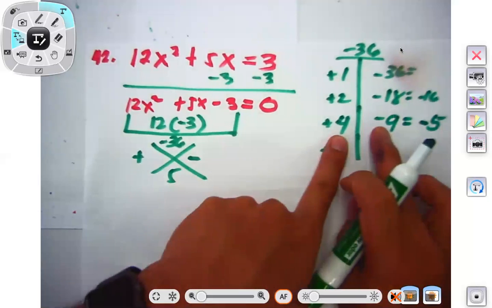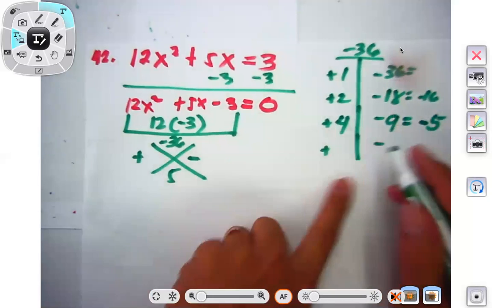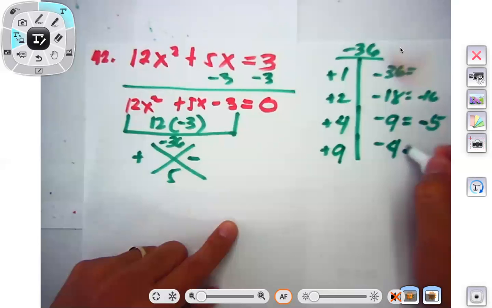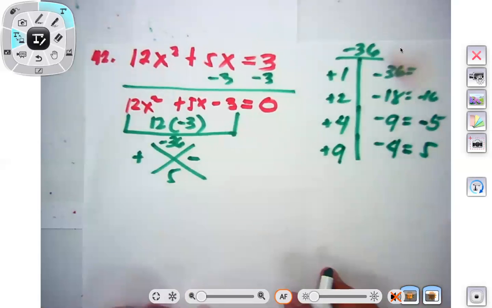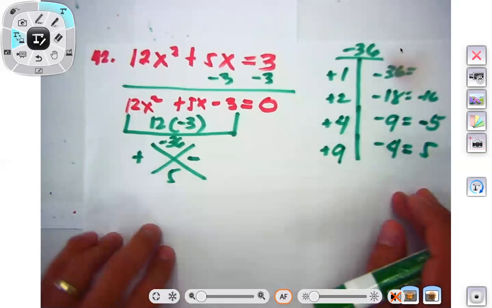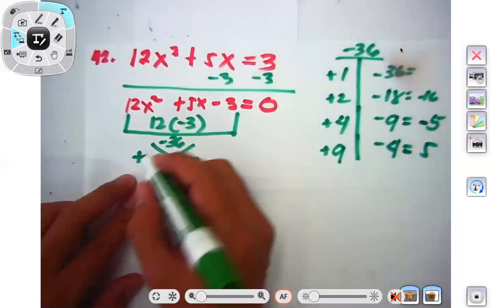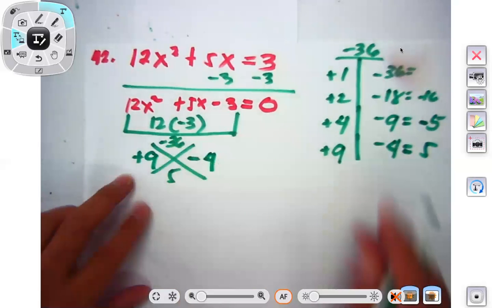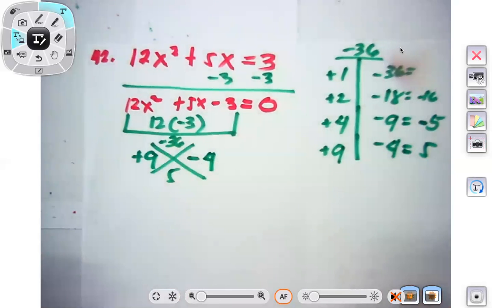So what will you do? Switch. This one will be +9 and -4, so that the sum will be +5. All right, so always check everything, your signs, everything. So it's plus 9 minus 4. Oh, can you tell me the factors now?